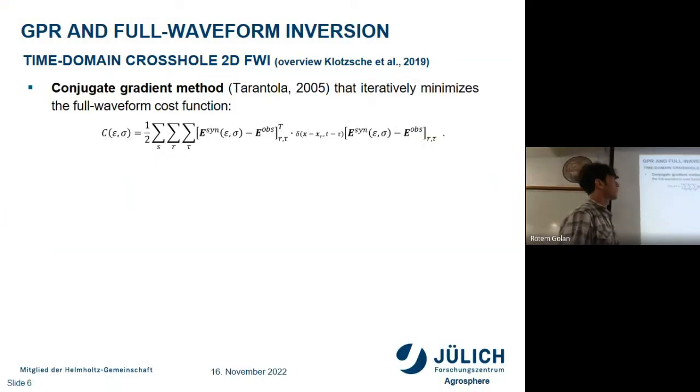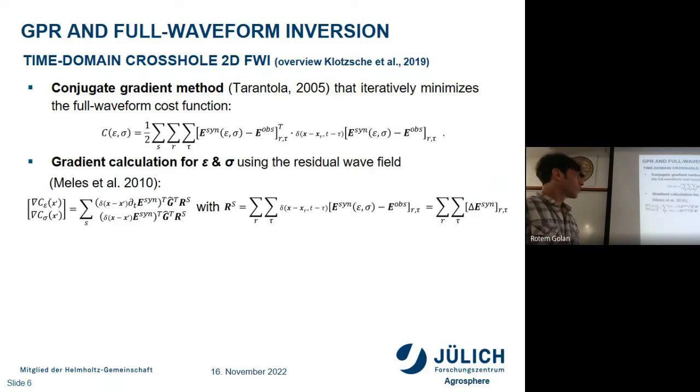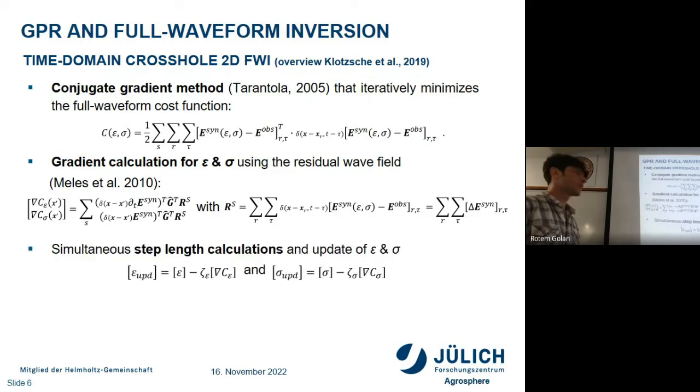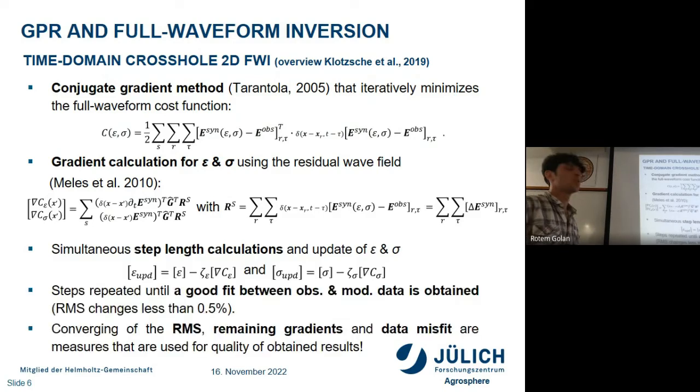Just very briefly about the computational part of the inversion. So the data misfit is basically the difference between the simulated and the observed fields. For each cell in the model, we get the gradient direction of both the permittivity and the conductivity. And then at each cell, we have an update of both the permittivity and the conductivity. This is how at the end we get this more detailed distribution of the parameters.